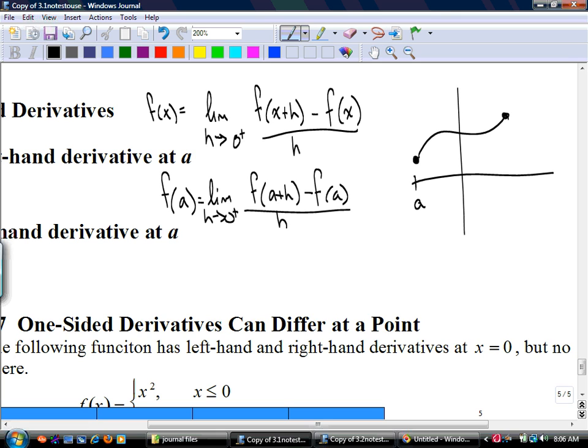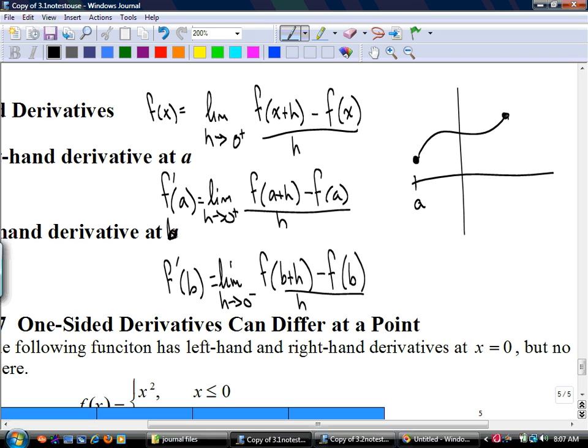Left-hand derivative, let's change it to b so we see it. So f prime of b would be the limit as h approaches 0 from the left of f of b plus h minus f of b, all over h. So right here, that would be b.